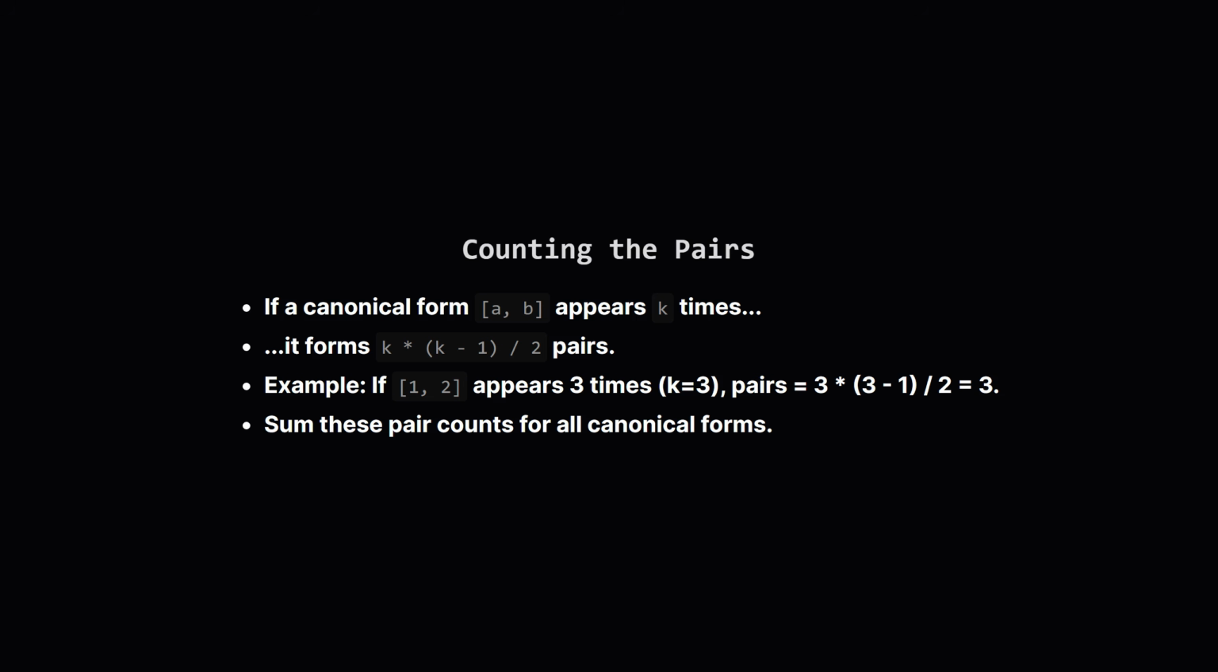k(k-1)/2. So after we count all the canonical forms, we just go through our counts. For each count that's greater than 1, we calculate k(k-1)/2 and add it to our total result.